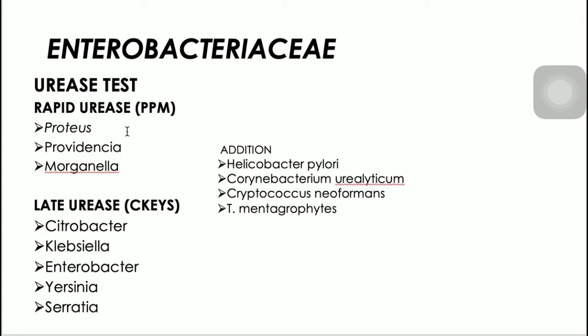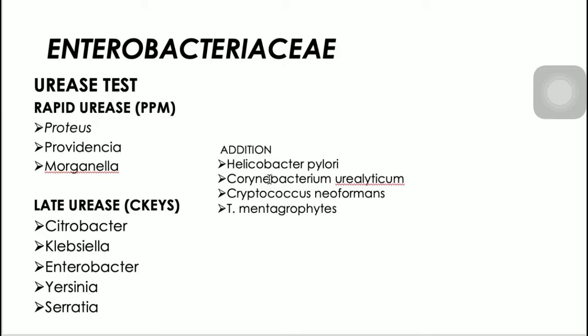So we have rapid urease, meaning within 4 hours there will already be a positive result of red color. This is true for Proteus, Providencia, and Morganella. Proteus, Providencia, Morganella, the cousins. And then for late urease, we have your KEYS: Citrobacter, Klebsiella, Enterobacter, Yersinia, and Serratia. So they are late urease producers. These take more than 4 hours before a positive urease reaction.